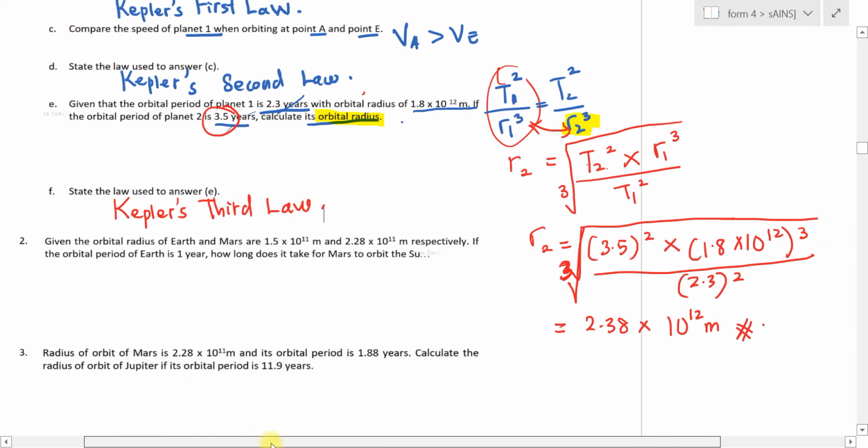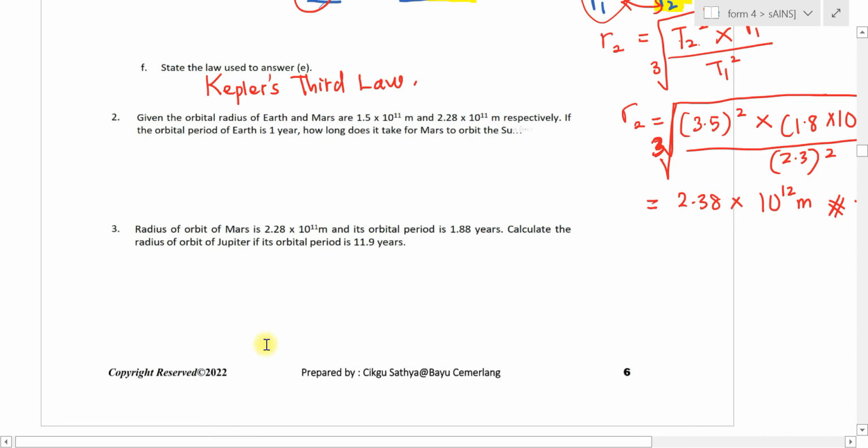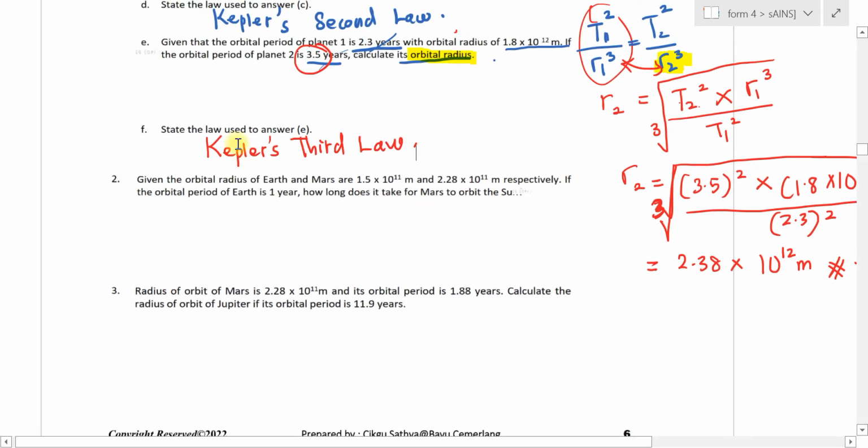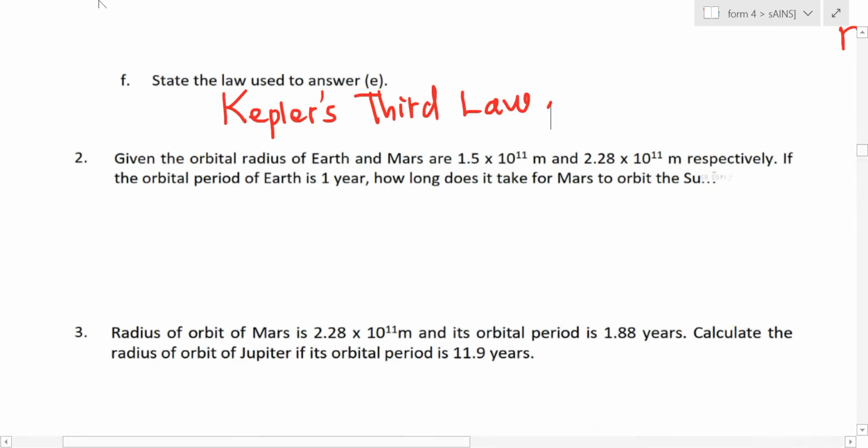Okay, right. Next, question 2. Kena tulis kecil-kecil pula. Okay. Given that the orbital radius of the Earth and the Mars are 1.5 and 2.28. I just read the in front part. If the orbital period of the Earth is 1 year, how long does it take for the Mars to orbit the Sun? Okay. So kita compare Earth dengan Mars kan?